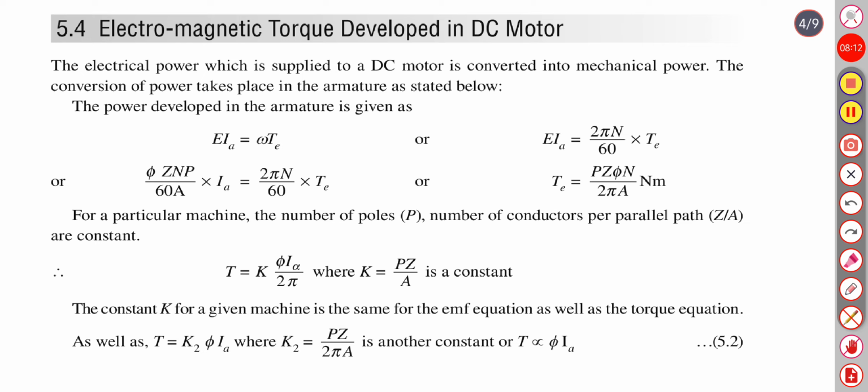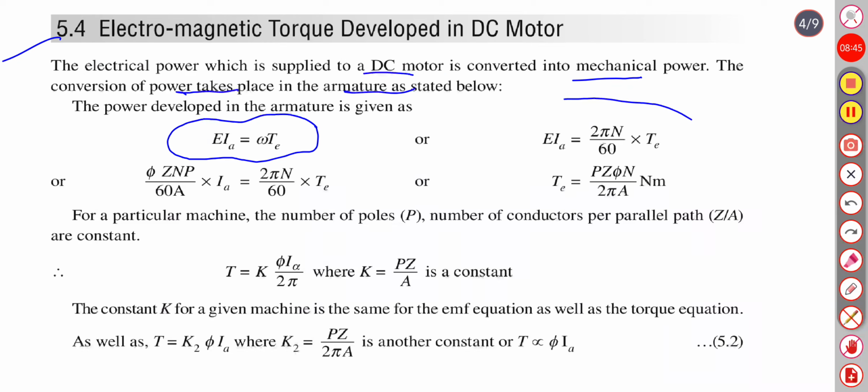Electromagnetic torque developed in the DC motor. Electrical power which is supplied to a DC motor is converted into mechanical power. The conversion of power takes place in the armature. So the power developed in the armature is given by E into Ia equals omega into Te, where Te is the torque developed in the armature.